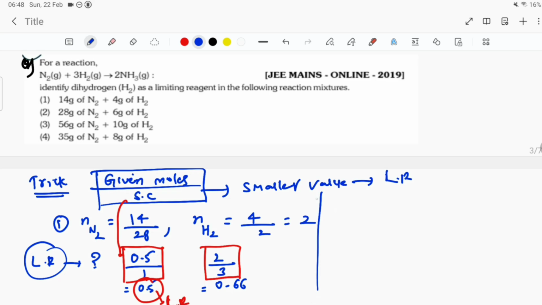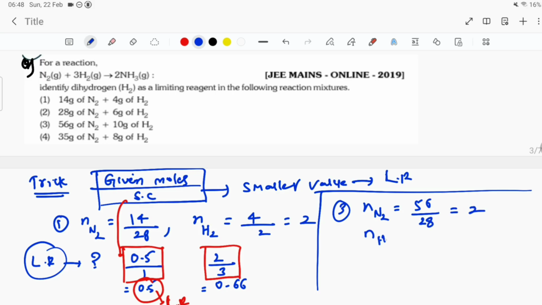So like that, every option you need to solve. And then moving further, I am taking the third option. Similar pattern here, no complexity. Now if you do the same in this case, first you find the number of moles of N2. How? 56 by 28, which is 2 moles. Number of moles of H2, 10 grams by 2, which is 5 moles.